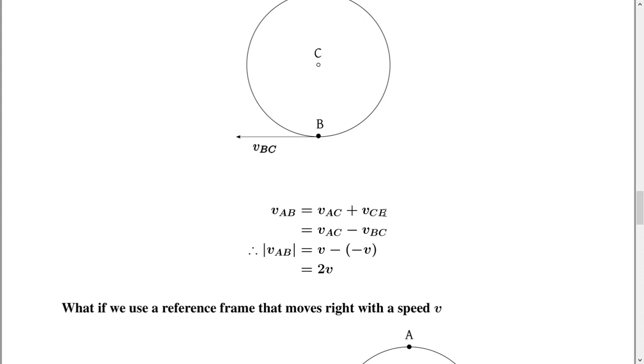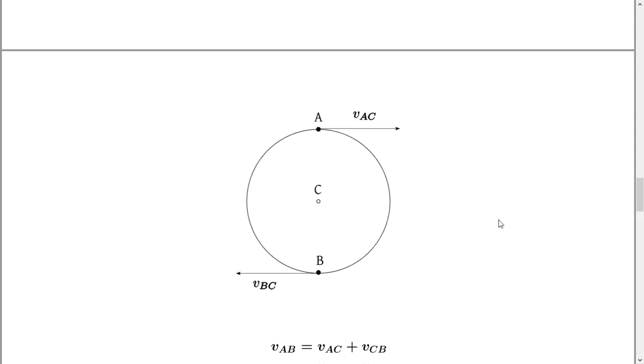But we also know that VCB equals minus VBC, because the velocity of one object with respect to another object is the negative of the velocity of the other object with respect to the first object. So VAB is equal to VAC minus VBC, and we know the values of VAC and VBC. Put it here, we get VAB equals 2V. Relative velocity of A with respect to B is 2V in the positive direction.